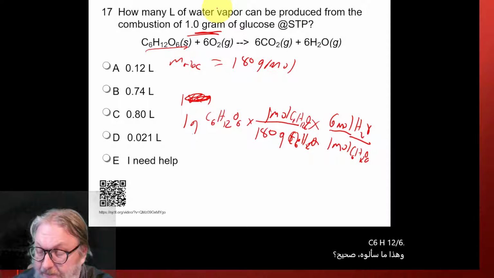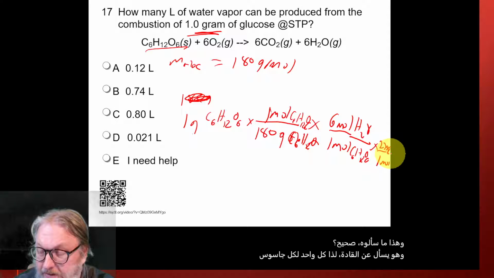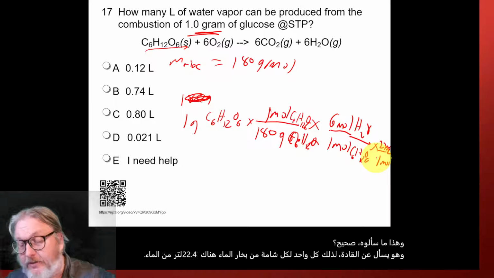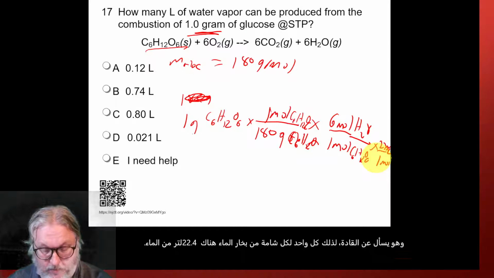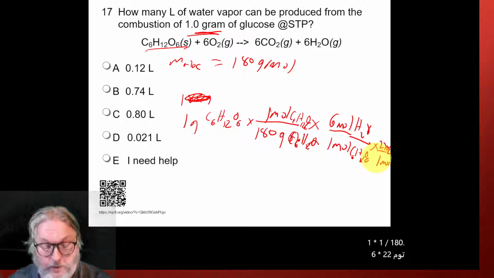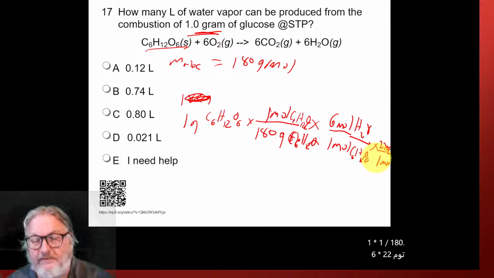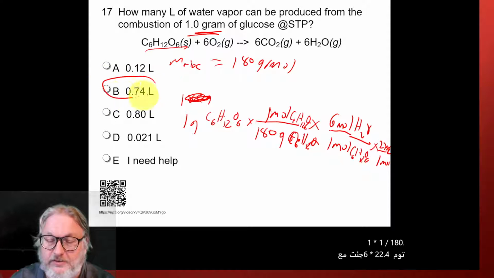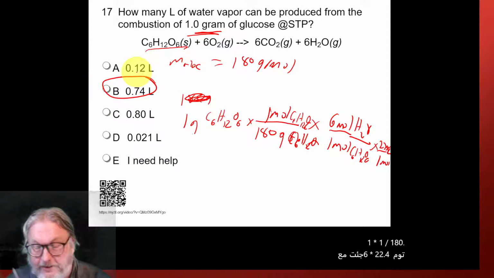How much water vapor? And it's asking for liters, so for every 1 mole of water vapor, there's 22.4 liters. So 1 times 1 divided by 180 times 6 times 22.4, I come up with 0.74 liters of water vapor. Okay?